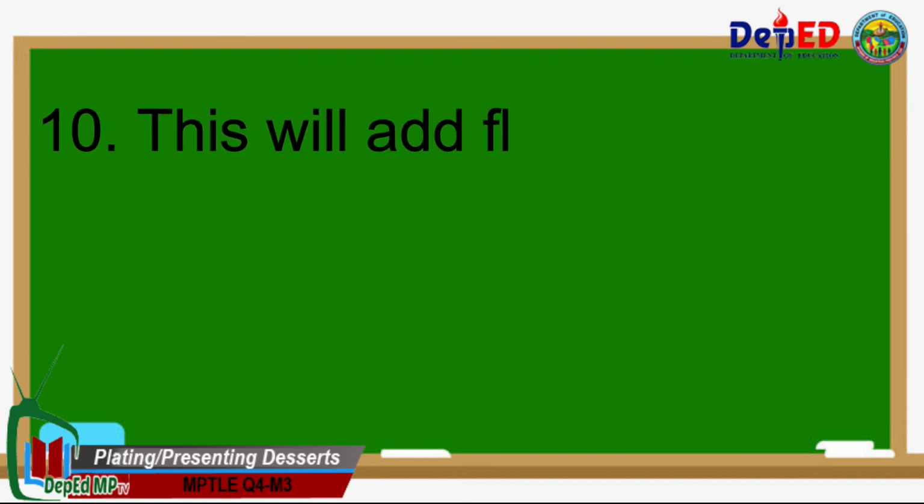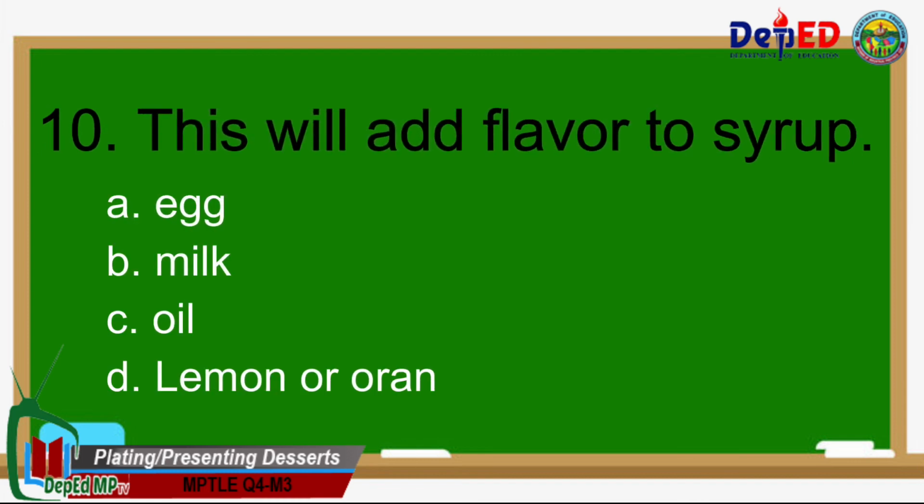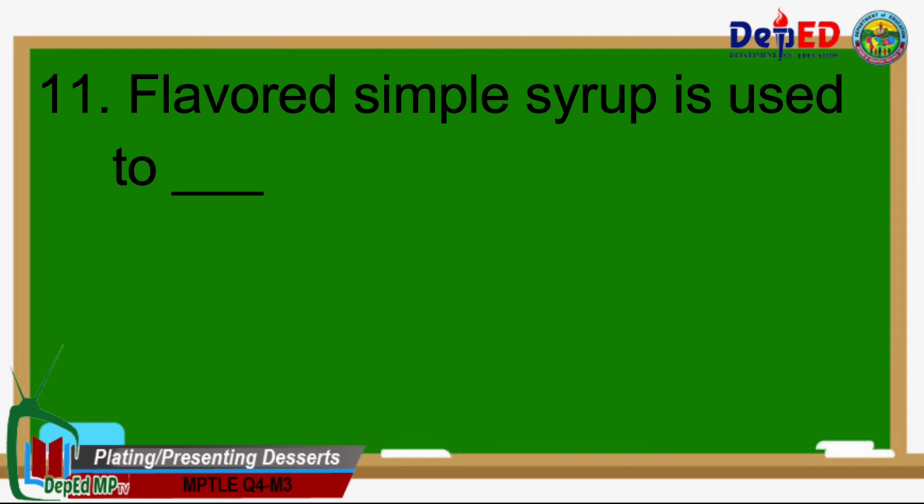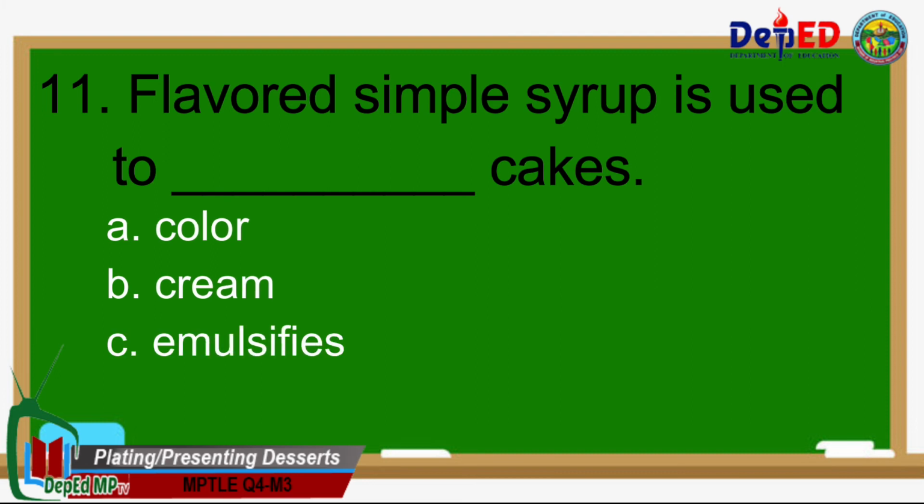Number 10. This will add flavor to syrup. Letter A, egg. Letter B, milk. Letter C, oil. Letter D, lemon or orange rind. The correct answer is letter D. Number 11. Flavored simple syrup is used to blank cakes. A, color. B, cream. C, emulsifies. And D, moisten. The correct answer is letter D.